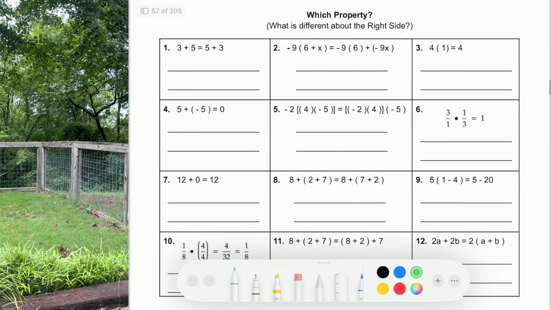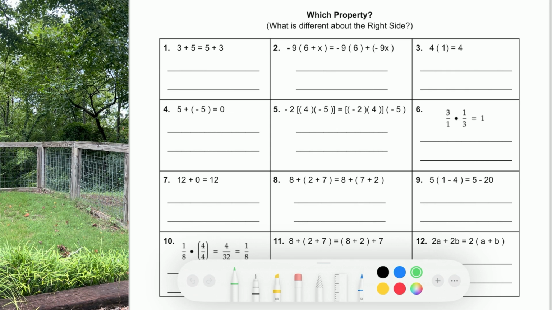So the question is which property? And basically the clue is to remember to look at what is different about the right side. So the left side is the original side, and then we're going to compare it to see how it changed when we look at the right side.